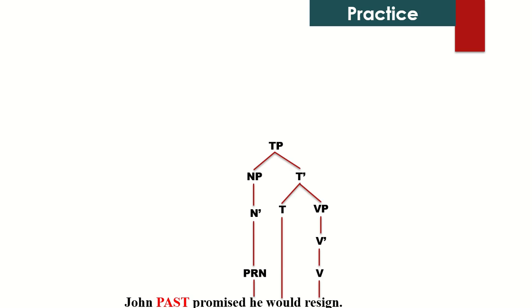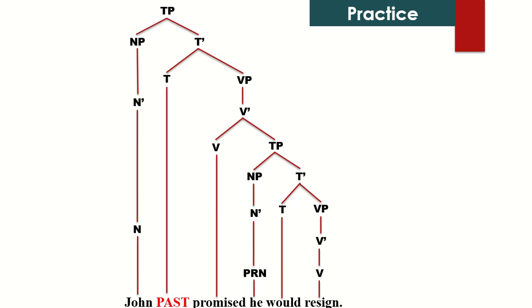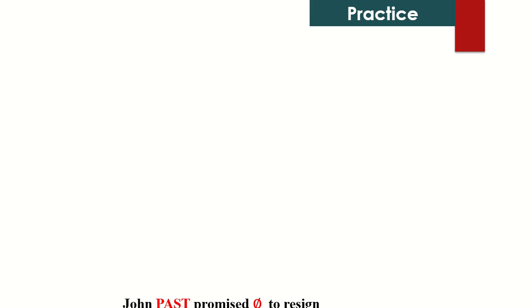Promised what? Of course, this TP is the complement of the verb promise. So sister to V, daughter of V bar, and we project the VP. The tense is the past, T, VP, T bar, and the John here is the subject, so N bar, NP, NP, T bar, TP.